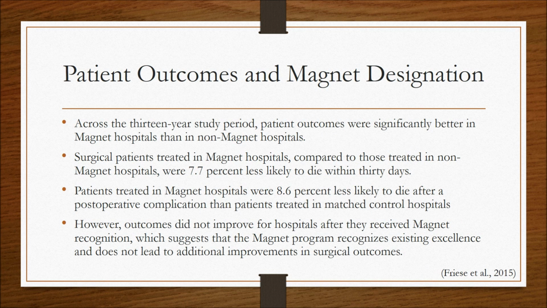Looking at patient outcomes and magnet designation, specifically looking at more of the statistics, across the 13-year study period, patient outcomes were found to be significantly better at magnet hospitals than in their non-magnet counterparts. Surgical patients treated in magnet hospitals compared to those treated in non-magnet hospitals were 7.7% less likely to die within 30 days. Patients treated in magnet hospitals were also 8.6% less likely to die after a post-operative complication than patients treated in their matched counterparts.